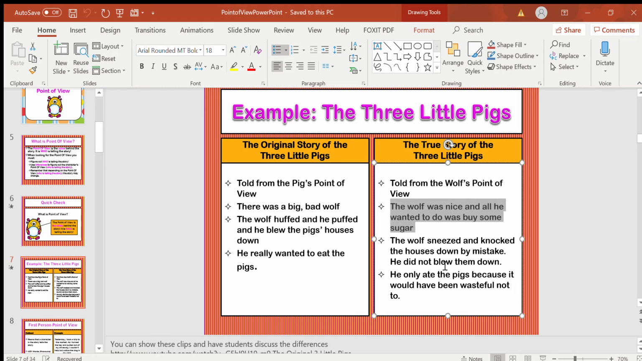Do you guys remember why he wanted sugar? Tell your parent or your big sister or big brother or whoever you're sitting with, why did the wolf want sugar?